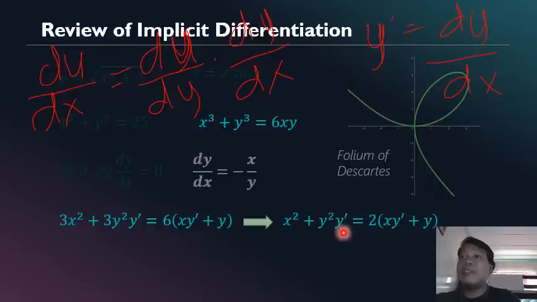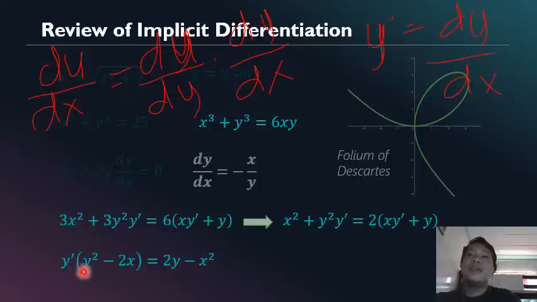Y prime times the quantity y squared minus 2x, kasi ito ililipat mo. Okay? So, ito na siya ngayon. Y prime times the quantity y squared minus 2x equals, ano yung matitira sa right-hand side? E di, 2 times y, 2y. Tapos, minus x squared, kasi ito ililipat mo sa kabila. Okay? So, nakuha na natin ngayon yung y prime.